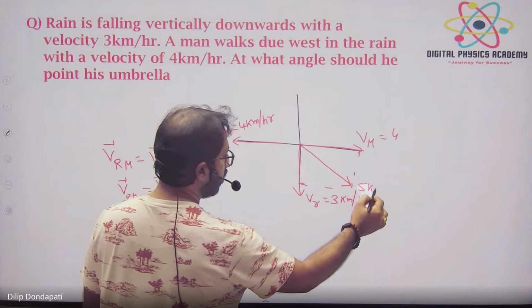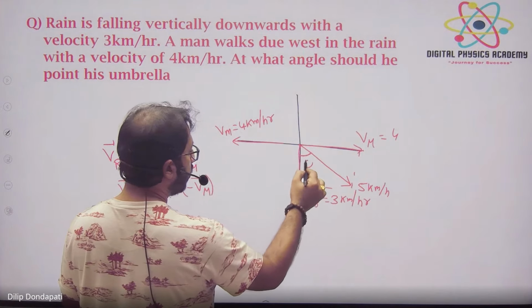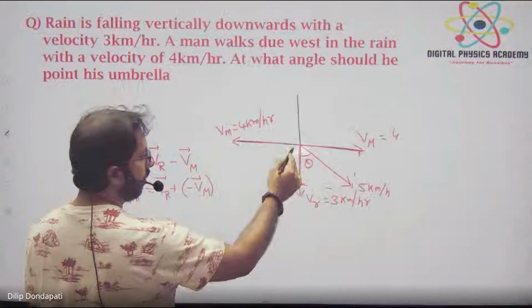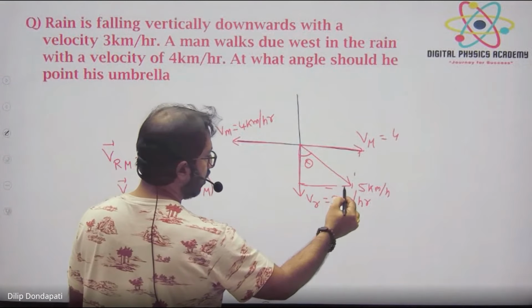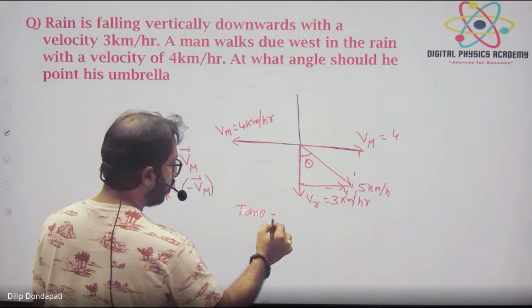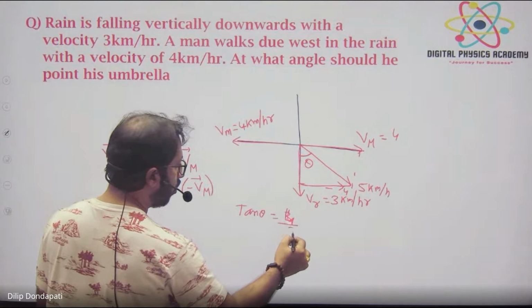5 kilometers per hour. And find the angle with the vertical, theta. How much will it be? Theta is equal to, we know this one, right? This one, you know, this is 4, this is 3. Tan theta is equal to opposite by adjacent. Opposite is nothing but 4, right? 4 by 3. 4 by 3 is which angle?